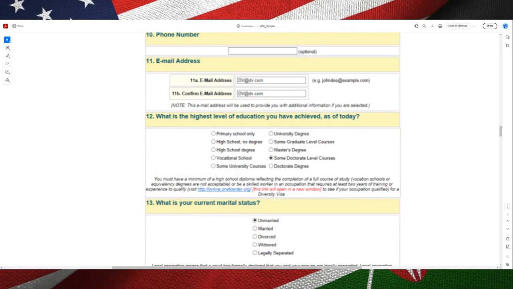So what if you have your high school certificate and you also have your university degree? Would you recommend for people to check university degree or just check high school degree?